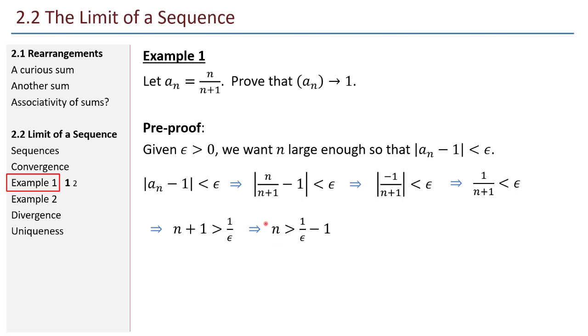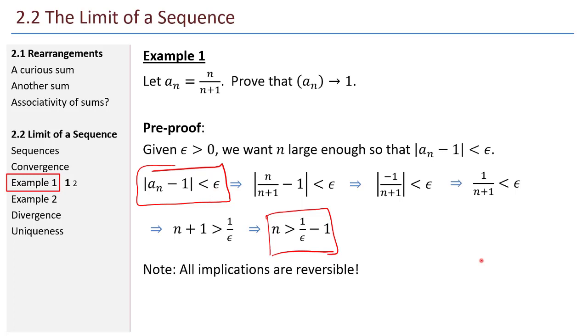I'd like to say that if little n is bigger than 1 over epsilon minus 1, then the nth term of the sequence is within epsilon of 1. But all my implications have actually gone in the wrong direction. At this point, though, I realize, wait a second, all of these implications are actually reversible. And you should take some time and guarantee that they really are.